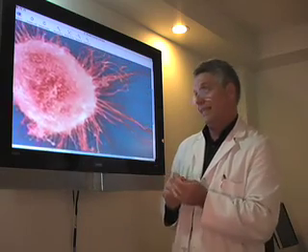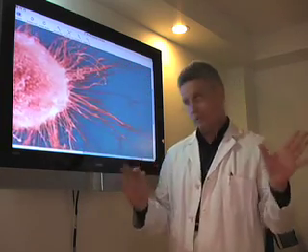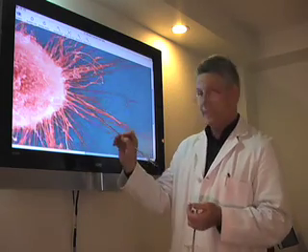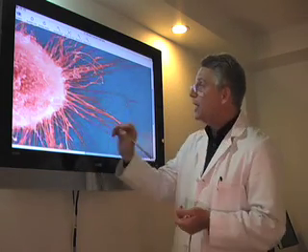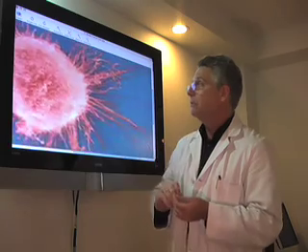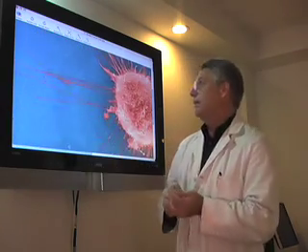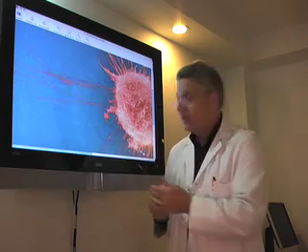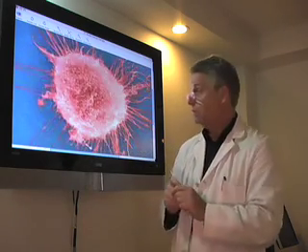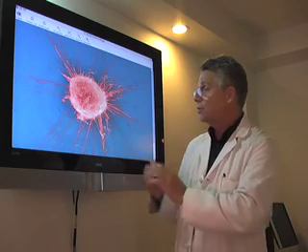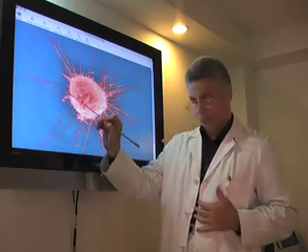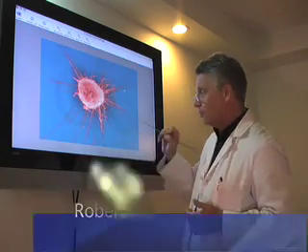Now the other thing that you see here, which is probably the most important part, is this cell has projections. Some of them are small, and some of them are very long, as you see. And what it's trying to do, it's trying to move, it's trying to metastasize, it's trying to infiltrate tissue. That's what these things are, they're infiltrating.